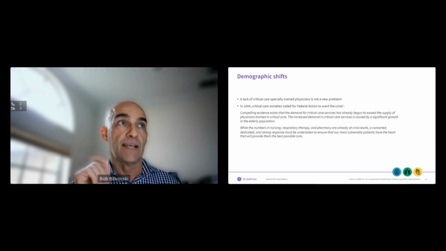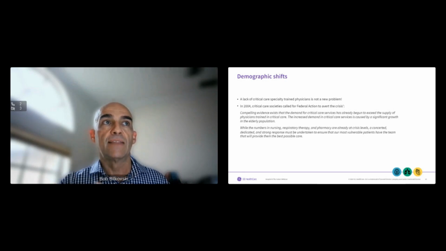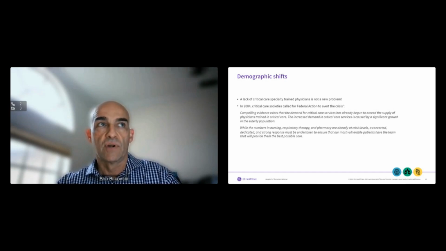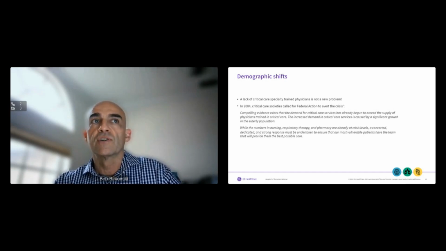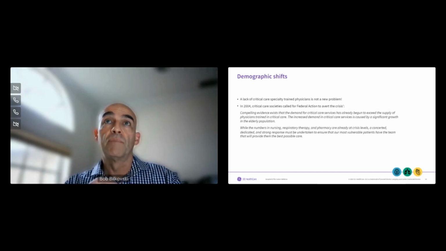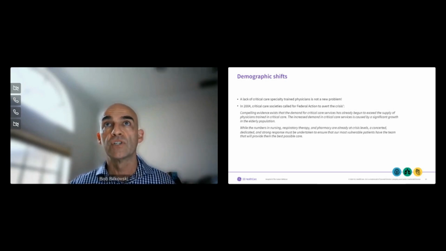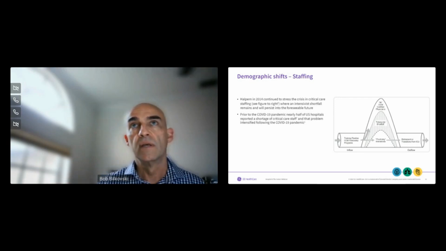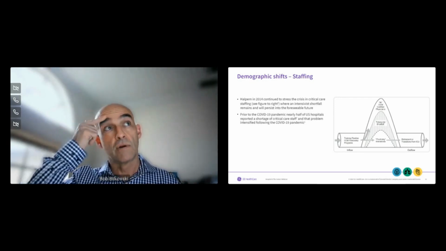This is 2004, and they say compelling evidence exists that the demand for critical care services has already begun to exceed the supply of physicians trained in critical care. The increased demand in critical care services is caused by a significant growth in the elderly population. What have I just been talking about in the past 5 minutes? We're seeing an increase in comorbid conditions going from 1 in 10 to 1 in 3, and that's now. They were talking about it when it was at 1 in 10 or less than that. So clearly we are having a convergence of patient comorbidity and a lack of especially trained physicians and clinicians in the critical care environment.